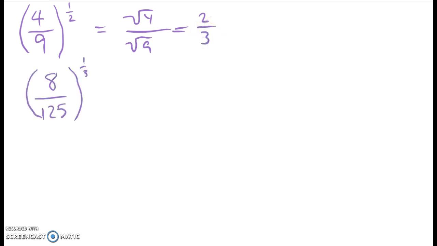Let's look at 8 over 125 to the 1/3 power. Well, the process is the same, except it's the third root. Always the denominator is the root, so it's the third root. So we're going to do the third root of 8 over the third root of 125. The third root of 8: 2 times 2 times 2 is 8, so 2. And 5 times 5 times 5 is 125, so 5. So the answer is 2/5.